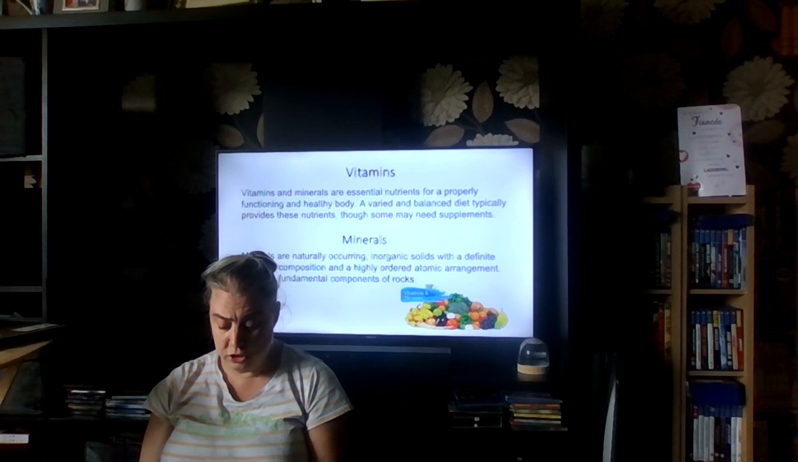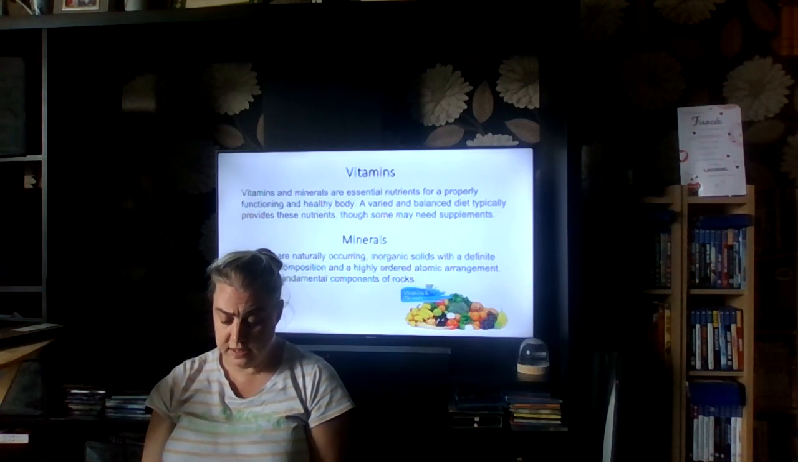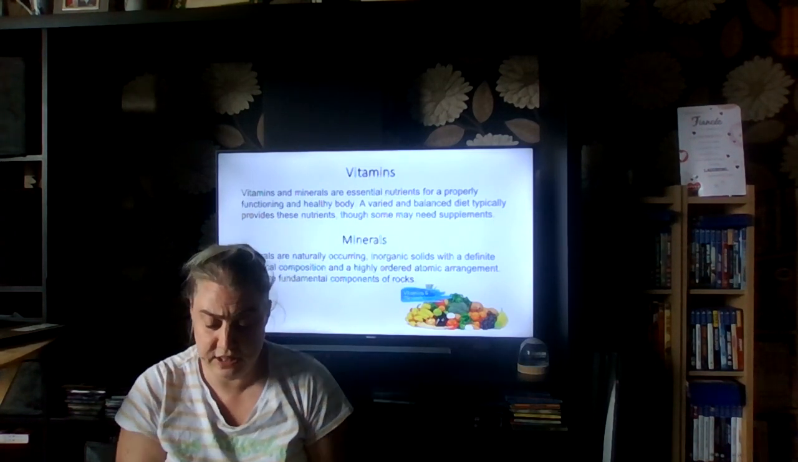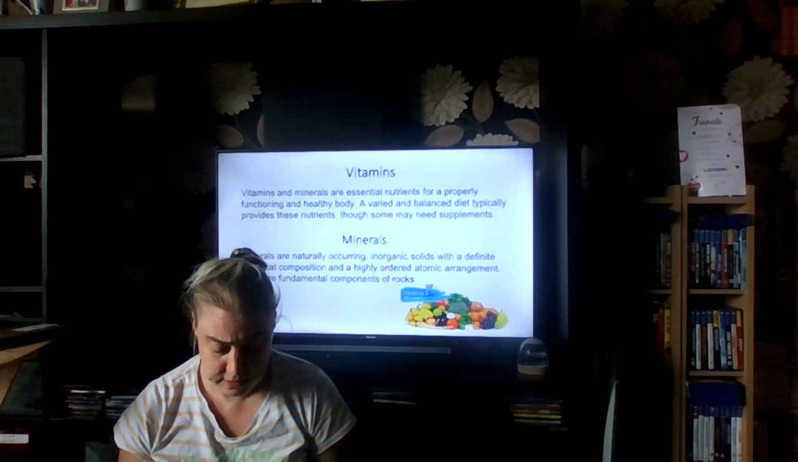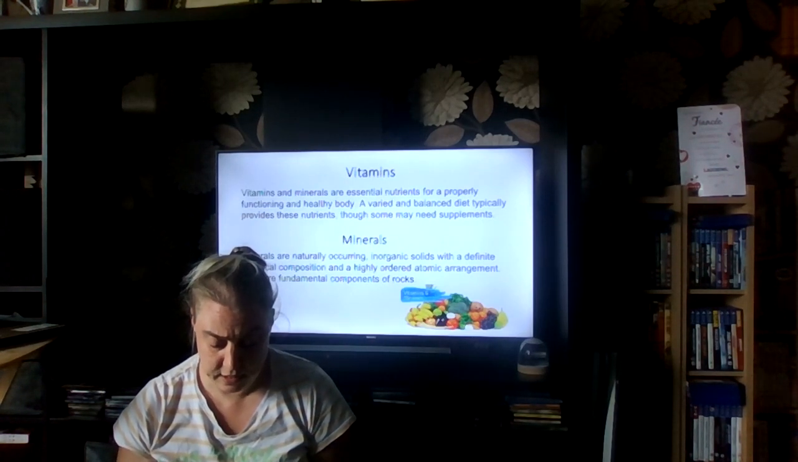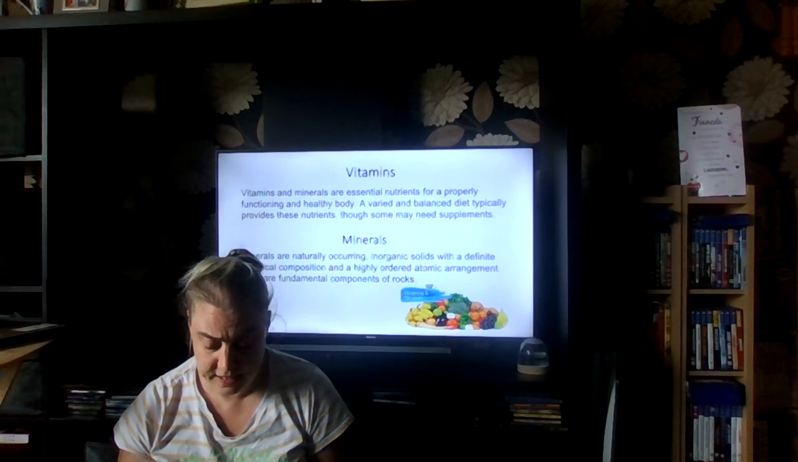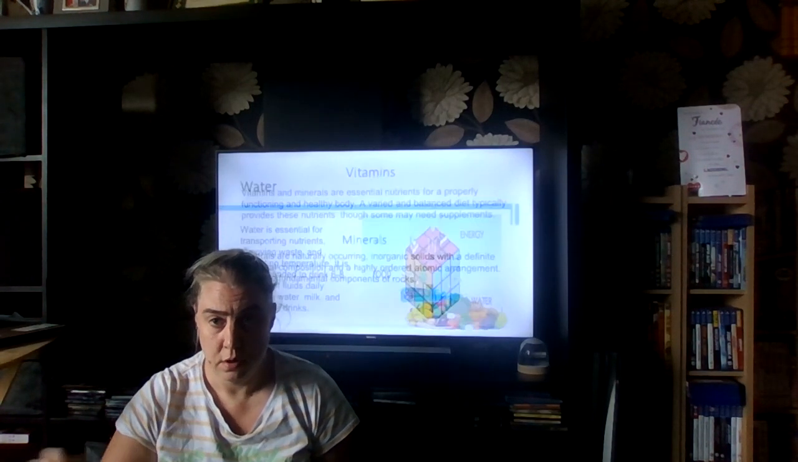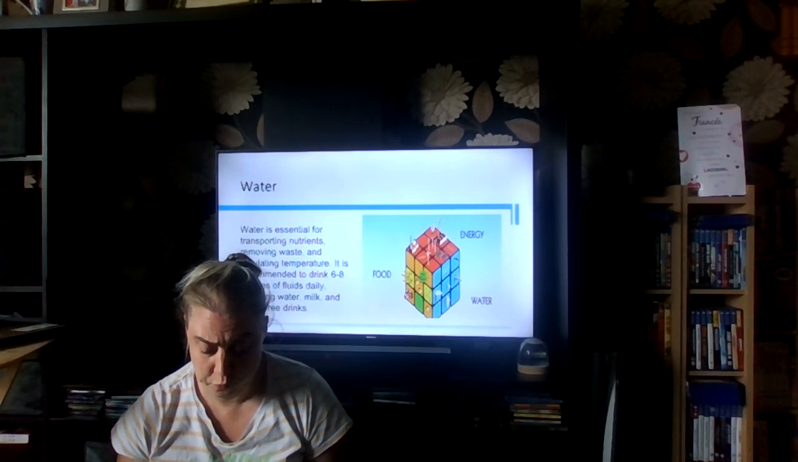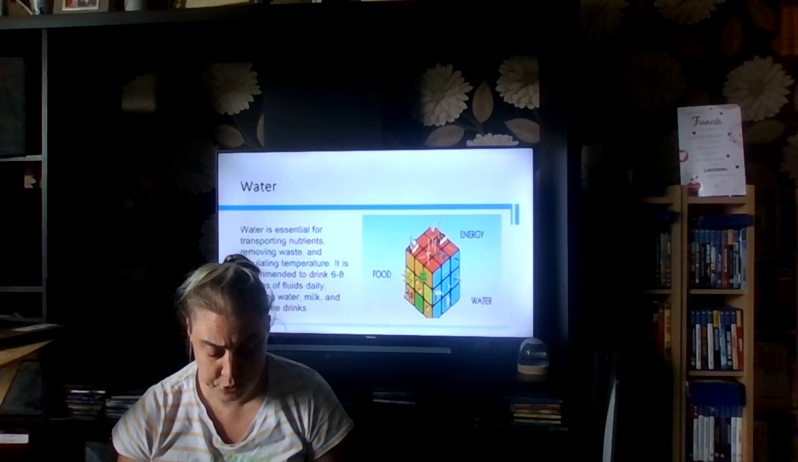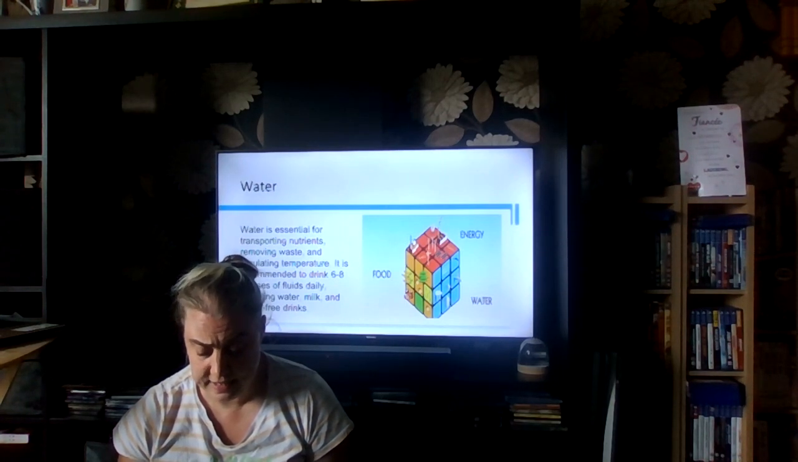Minerals are naturally occurring inorganic solids with identical chemical compounds and a highly ordered atomic arrangement. These are fundamental components of rocks. Water is essential for transporting nutrients, removing waste and regulating temperature. It's recommended that we drink 6 to 8 glasses of fluid daily, including water, milk and sugar-free drinks.